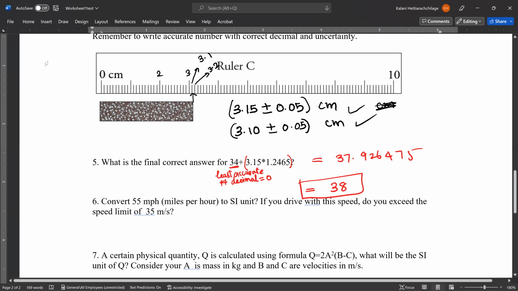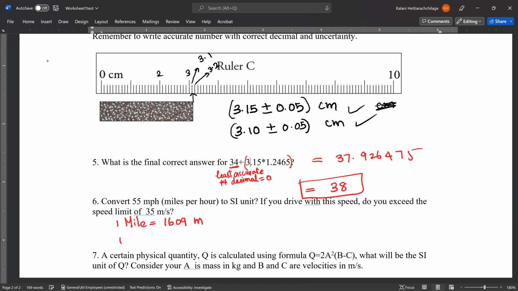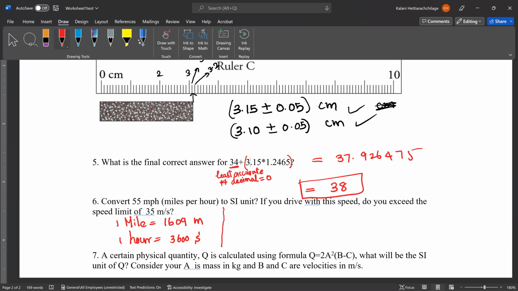Okay, so now let's move to the conversion of your units and numbers. Let's do 55 miles per hour. When you move to this question, go back and check your lecture part because you have those conversions. 1 mile is equal to 1609 meters, and also 1 hour is equal to 3600 seconds, right?